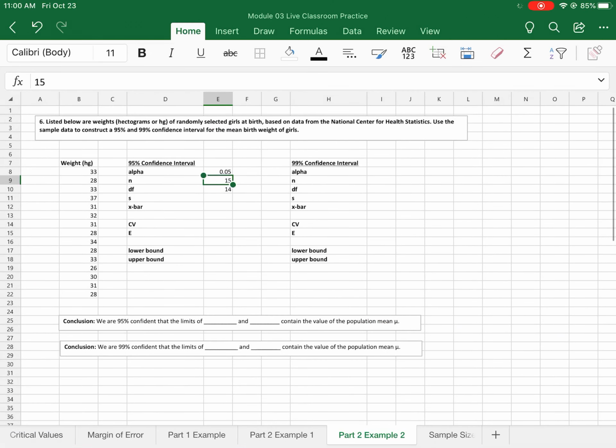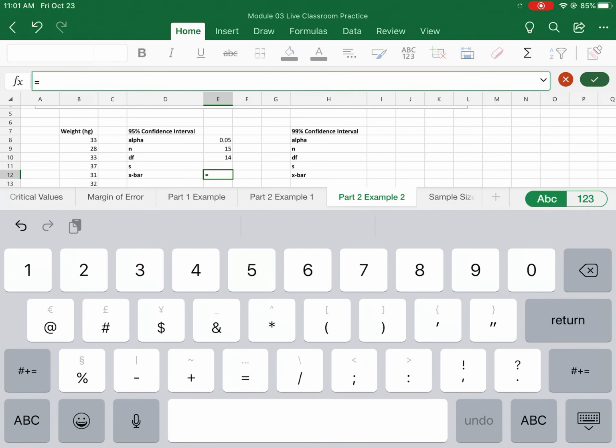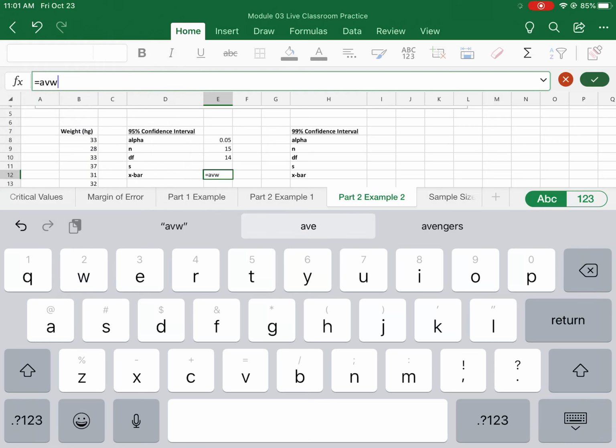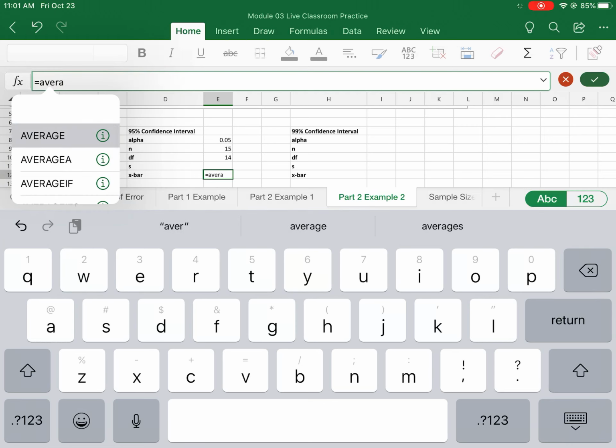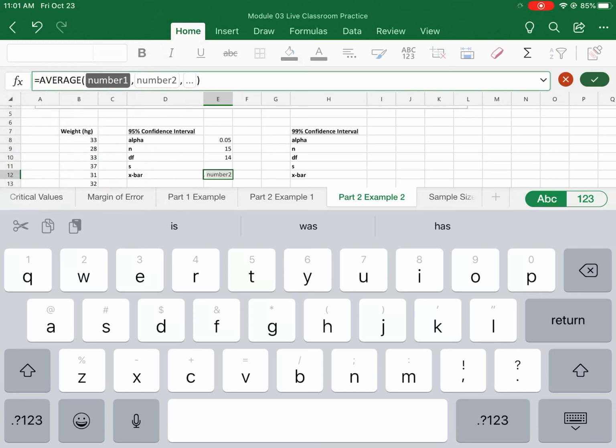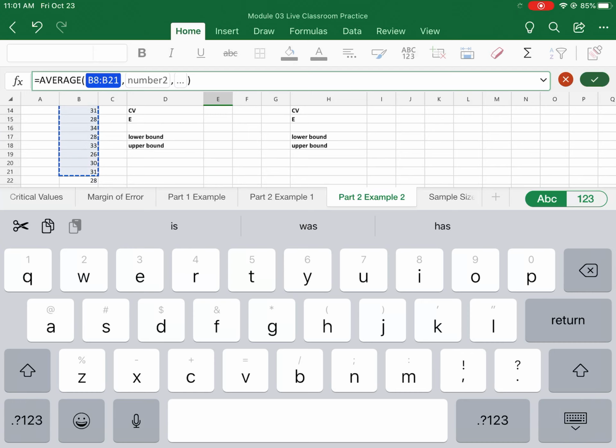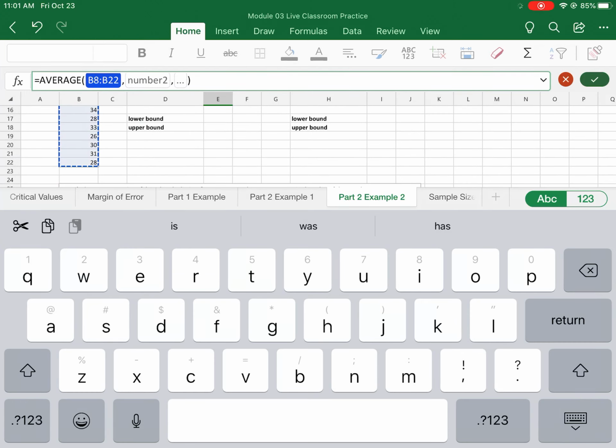So now I'm going to fill in these next two things because we're going to end up needing our standard deviation and our x bar to answer our critical value and our margin of error. So my x bar, that is just the mean. So that's my average. So again, I'm going to hit equals and then type in average, if I can spell, average. And then mine's a little bit picky, so I'm going to go really slow. There we go.